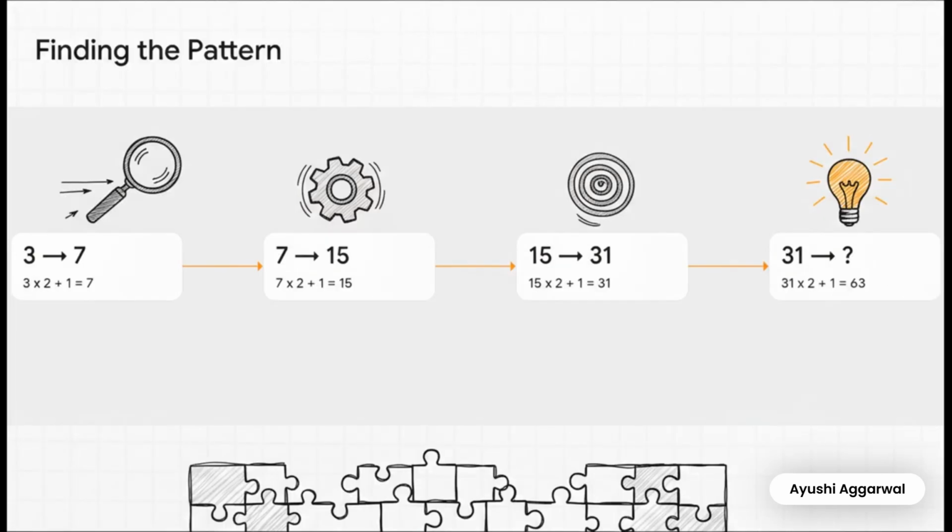Okay, let's look for the pattern here. How do we get from 3 to 7? Well, what if we multiply 3 by 2 and add 1? That gives us 7. Let's see if that works for the next number. 7 times 2 is 14, plus 1 is 15. Perfect. It's working. So what's the last step? We take 31, multiply it by 2, and add 1, which gives us our answer, 63.